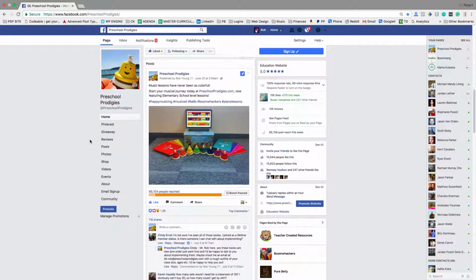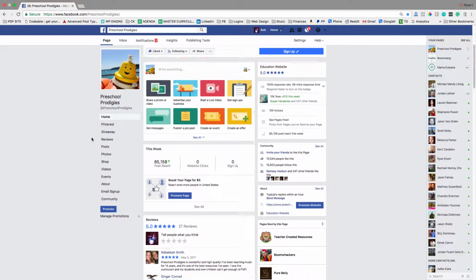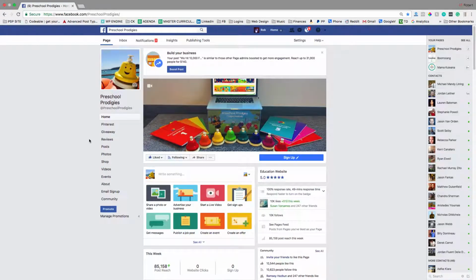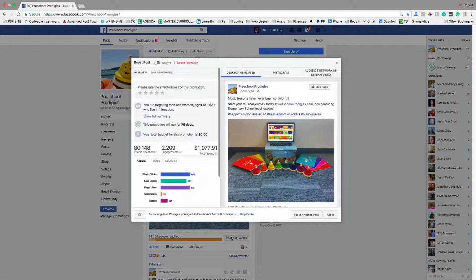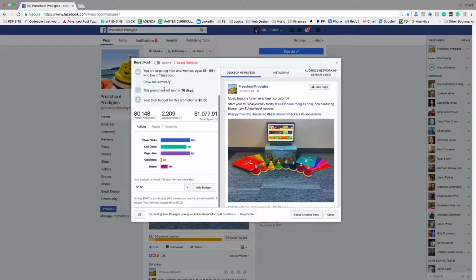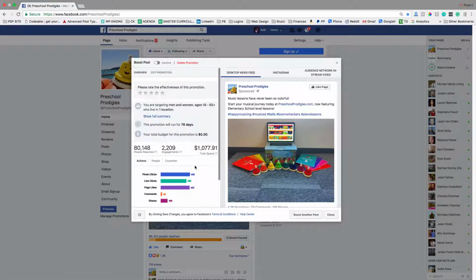Hey Facebook, so I ran into a pretty crazy issue that cost us about $600 here on the Preschool Prodigies Facebook page. I was trying to boost this post, and I was trying to make it spend about $1,500 between now and September 10th, which for us is a lot. But what ended up happening was that it spent almost all of it in one day.